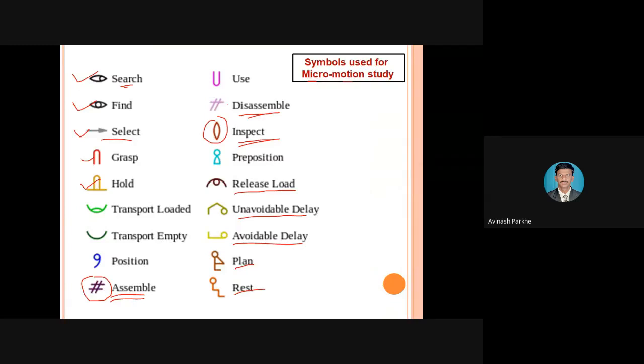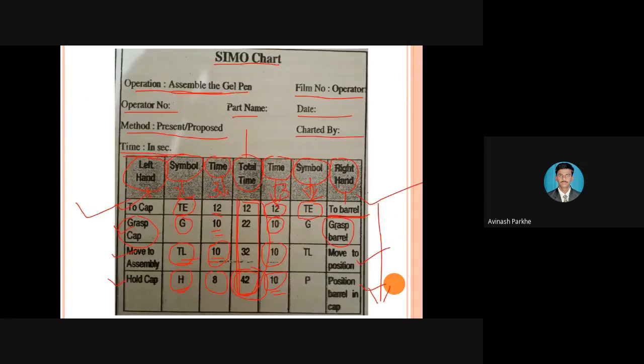In this previous figure, we have these symbols. Whatever movements are taking place are represented here in a symbolic manner. For example, assembly can be represented by TL, holding by capital H, and to grasp that barrel, capital G. If I am moving to take that barrel, that movement is represented by capital T. Such symbols are used to represent all the movements in the case of Simo charts.